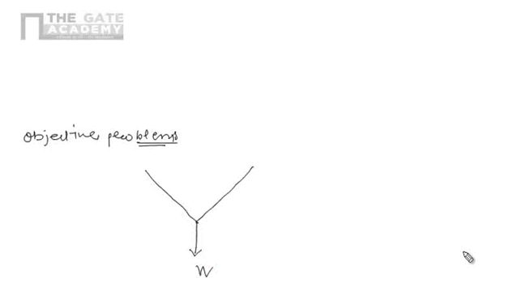Let's take some of the objective problems. So we are now discussing the objective problems. Let's take an example. Here the weight W is suspended with the help of two cables. One cable is making an angle theta, another cable is making an angle 60 degree.